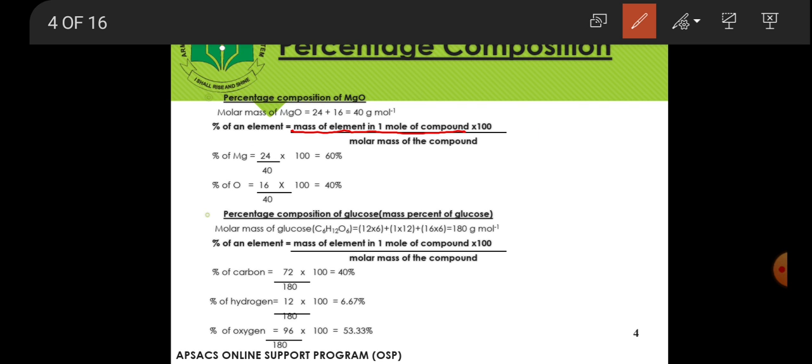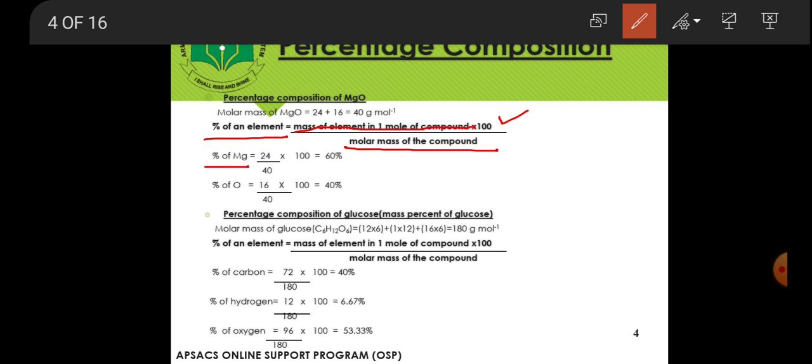For example, you are finding out the mass of magnesium in 1 mole of magnesium oxide, so you will write the mass of magnesium in the numerator and molar mass of the compound in the denominator, and you will multiply it by 100. How to calculate the percentage of element? What is the formula used? The formula used is percentage of an element is equal to mass of element in 1 mole of a compound divided by molar mass of the compound multiplied by 100.